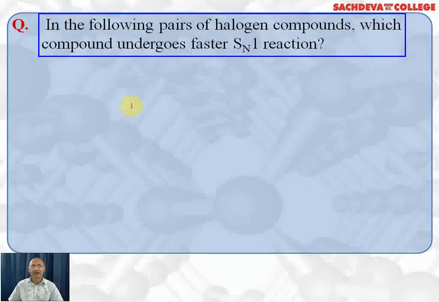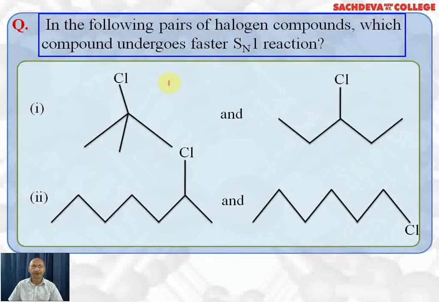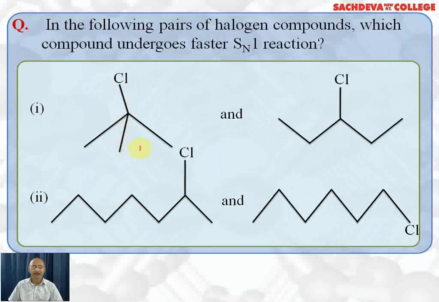In the following pair of halogen compounds, which compounds undergo SN1 reaction faster? This we are going to discuss. First one we have tertiary butyl chloride. Second one, Cl is attached to secondary carbon. So it is 1, 2, 3, 4, 5, 3-chloropentane. So out of these, which will react faster?